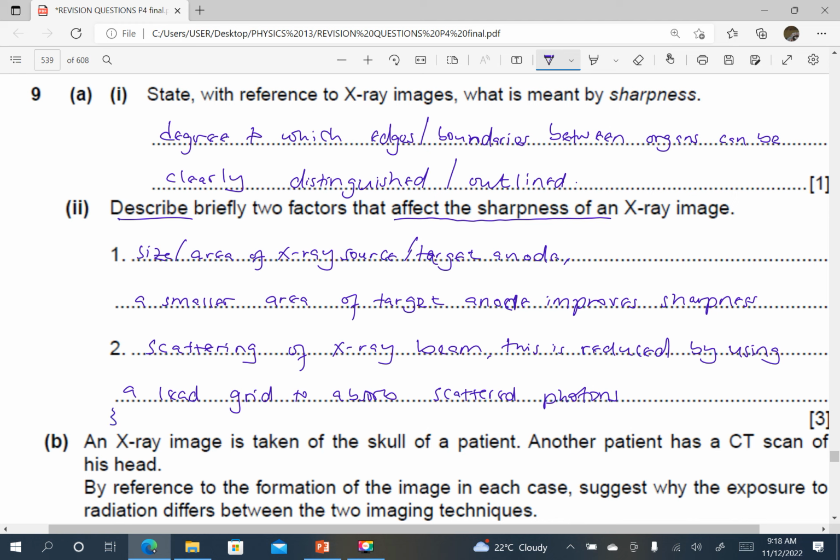Sharpness is also affected by the pixel size. Of course, the smaller the pixel size, the better the sharpness.